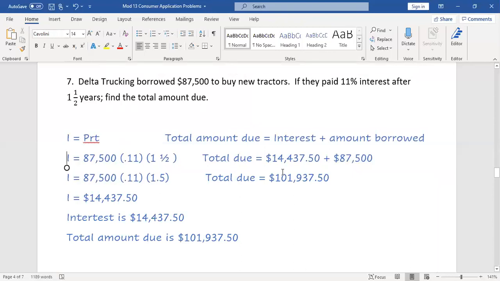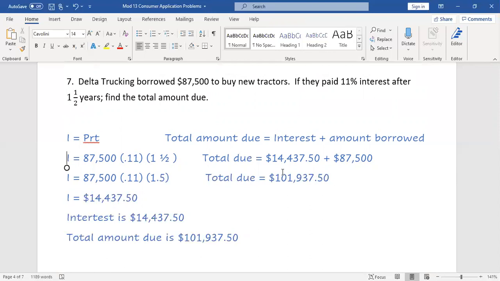And if you're utilizing a calculator, you often can put it in either way. Your calculator should have a fraction key if you wanted to write it as 1 1/2, or if you wanted to go ahead and change it to a decimal and then multiply it to the other two items. So when I multiply all three of those values together, I get $14,437.50. That's how much Delta Trucking is going to have to pay in interest. But they still have to pay the $87,500 as well.